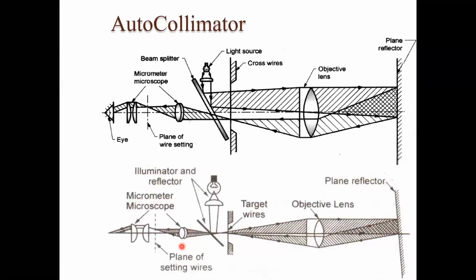This is the complete principle of the autocollimator. You have to observe the video and the animation clearly to understand the working of autocollimator. If you observe here, the light source, splitter, and crosswires are placed here, and the objective lens is the collimating lens. The plane reflector is taken here. Everything is the same as seen in the video, right?